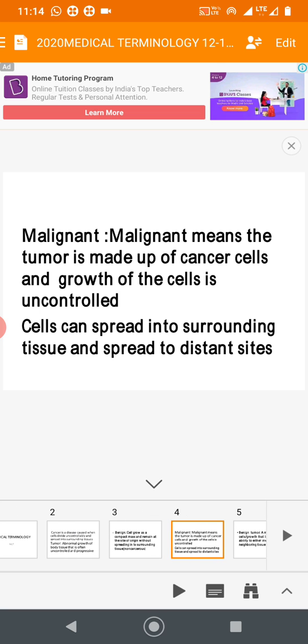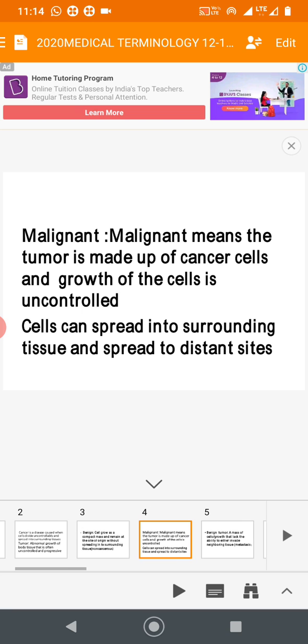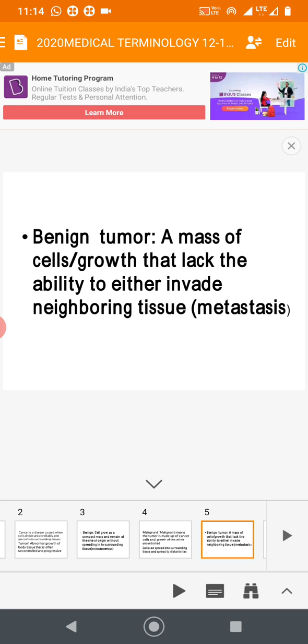Okay, so if it is a lung cancer, it may spread to bone marrow. We don't know where it goes. Okay, so a benign tumor, again I told, is a mass of cell growth that lacks the ability to invade neighboring tissues. So there is no metastasis in a benign tumor. Usually we don't call it a tumor, we call it benign growth.